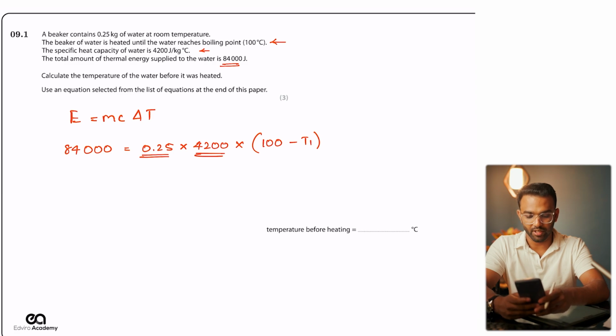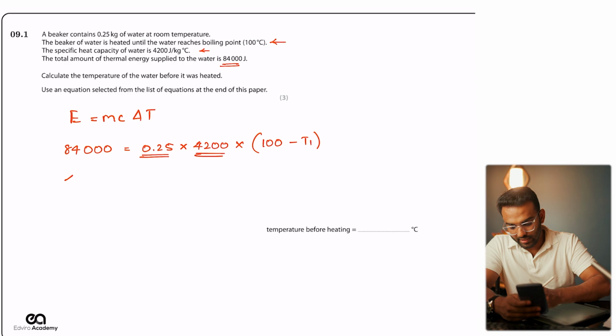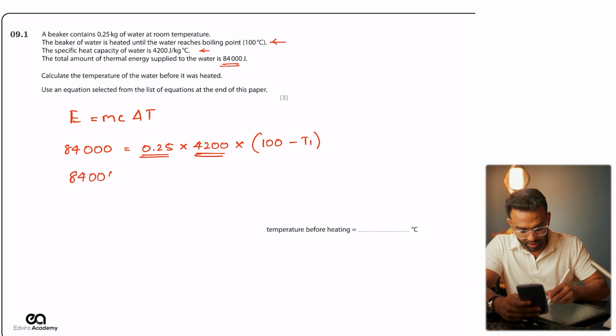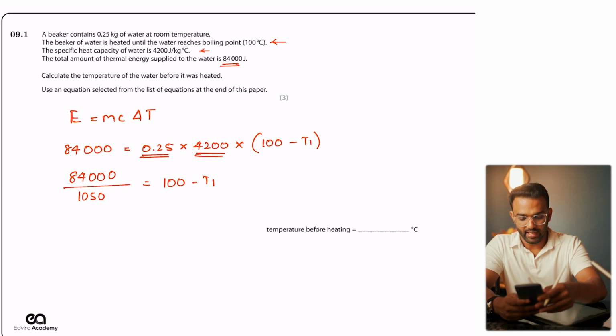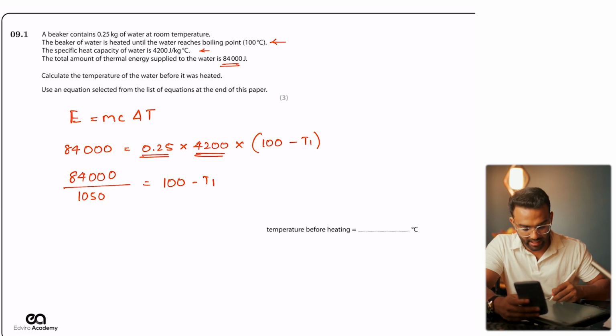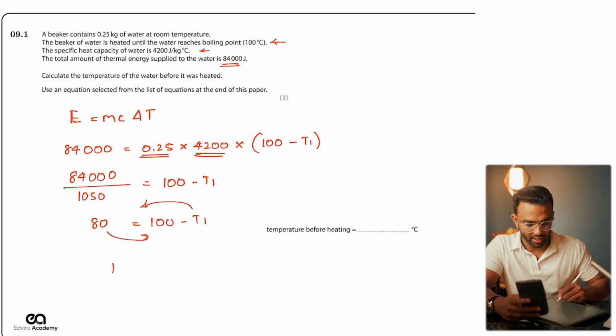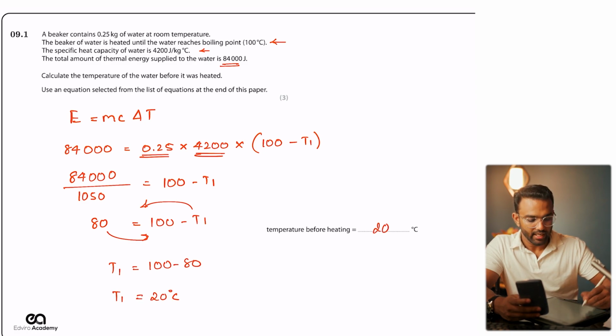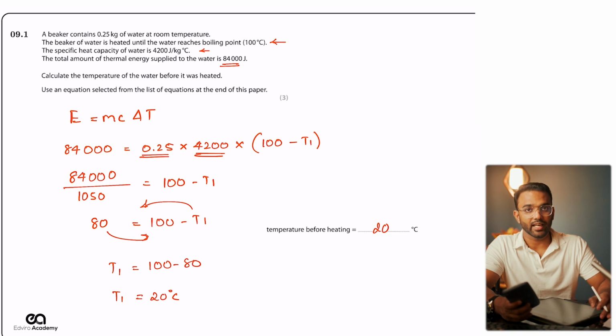So these two values we will multiply and divide into 84,000. 0.25 times 4,200 gives me 1050. So 84,000 divided by 1050 equals 100 minus T1. 84,000 divided by 1050 is 80, so 80 equals 100 minus T1. If I make T1 the subject, T1 equals 100 minus 80. T1 equals 20 degrees Celsius. And that gave you 3 marks for that calculation.